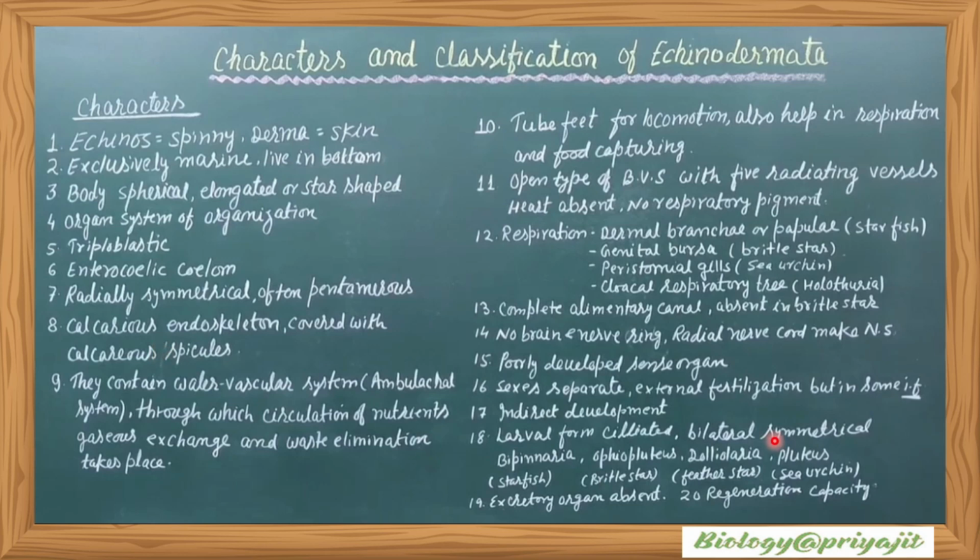Their sexes are separate with external fertilization, and in some there is indirect development, showing larval forms that are ciliated and bilaterally symmetrical. Examples include Bipinnaria, Ophiopluteus, Doliolaria, Pluteus, etc. Their excretory organ is absent and they show a high degree of regeneration.